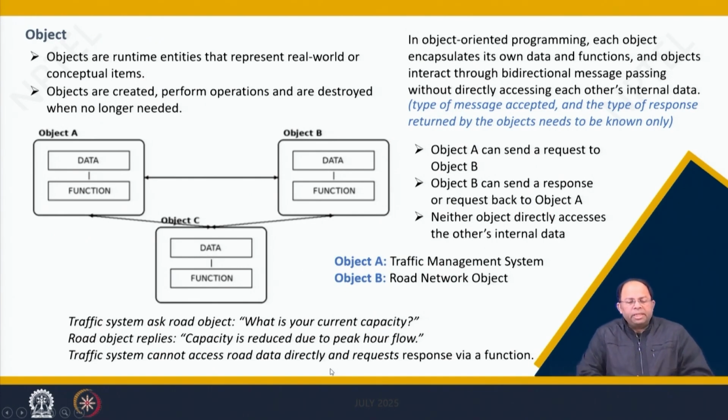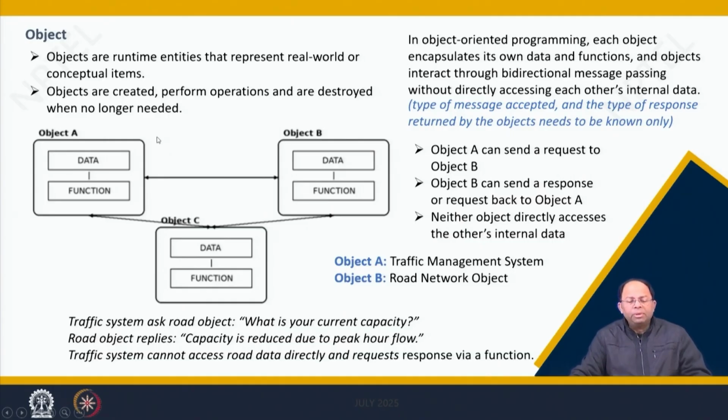So what is an object? So objects are basically runtime entities that represent real world or conceptual items. Now, for example, in this particular image you can see object A, object B, object C. Object A has its own data, its own functions, object B has its own data and functions, and so on. Now, object A and object B can talk to each other, of course, and how do they do it? They will do it via the functions, right?